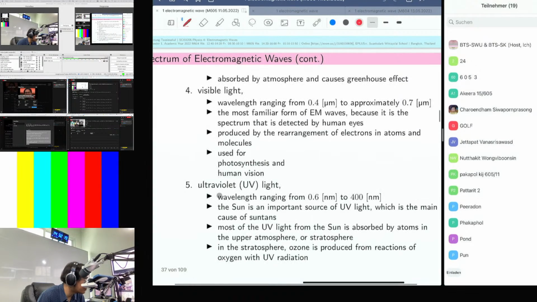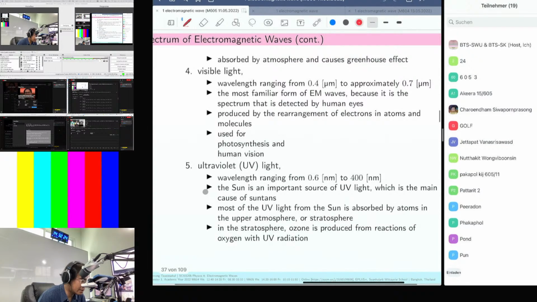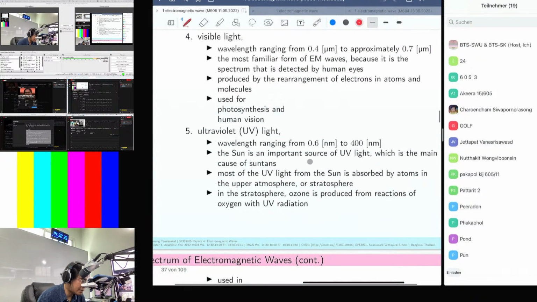Okay. The ultraviolet light or the UV light has the wavelength from 0.6 nanometer to 400 nanometer. Okay, it's more dangerous than the visible light. The sun is an important source of the UV light. But humans also have invented a device to generate the UV light also for special applications.